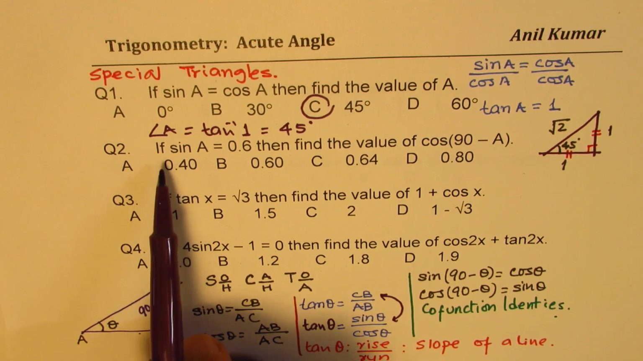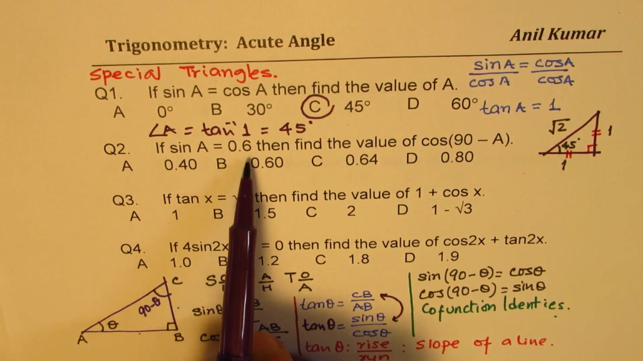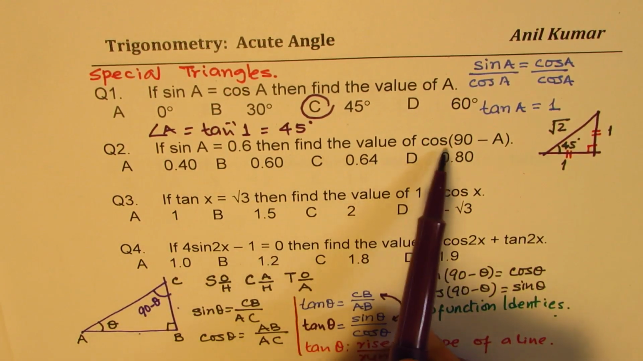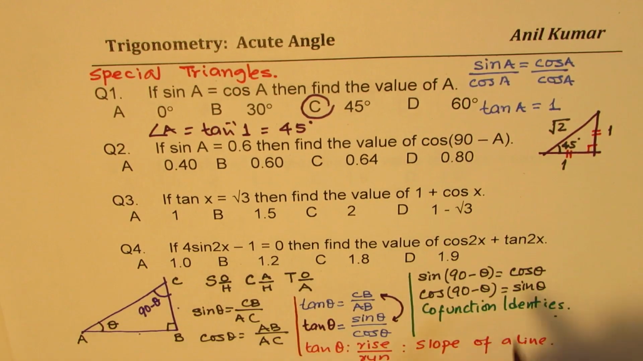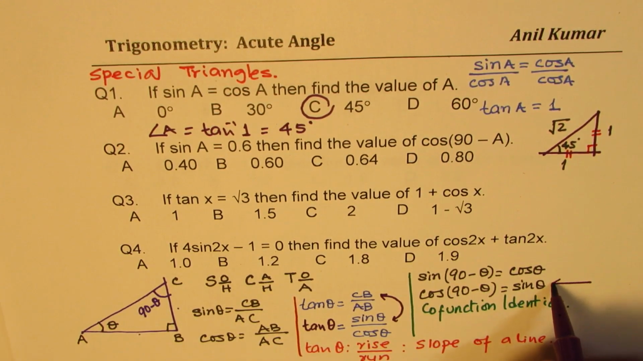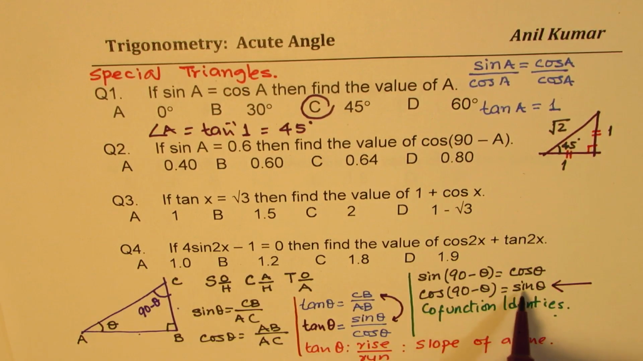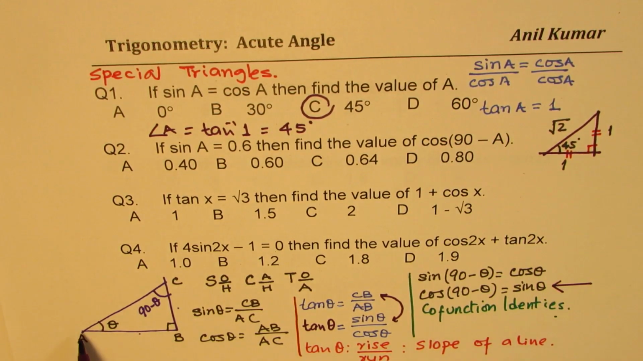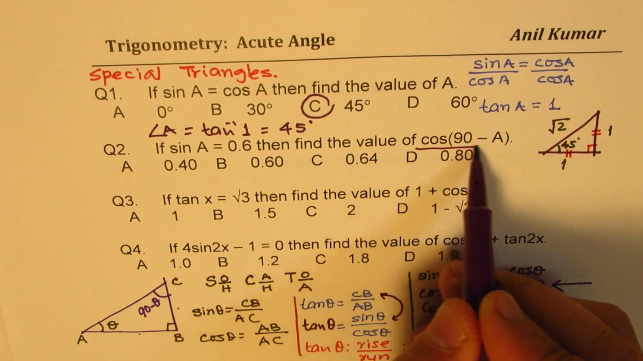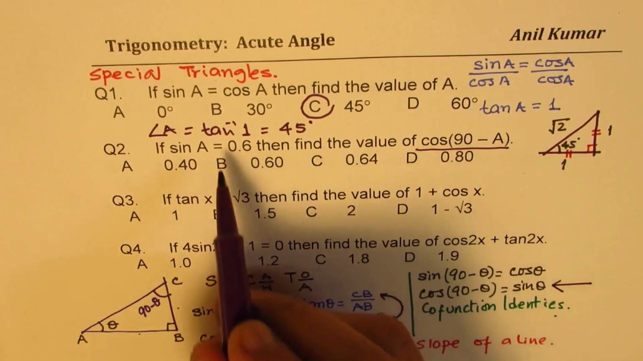Question 2. If sine A equals to 0.6, then find value of cos 90 minus A. So remember this thing? Cos 90 minus theta is same as sine theta. If we are given sine A, we are looking from this side, correct? But if you look from the other side, that becomes cos. So if sine A is 0.6, then cos of 90 minus A should also be same, right?